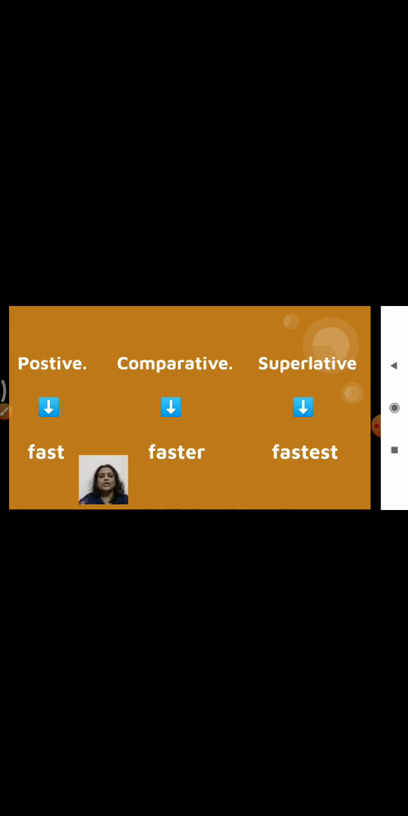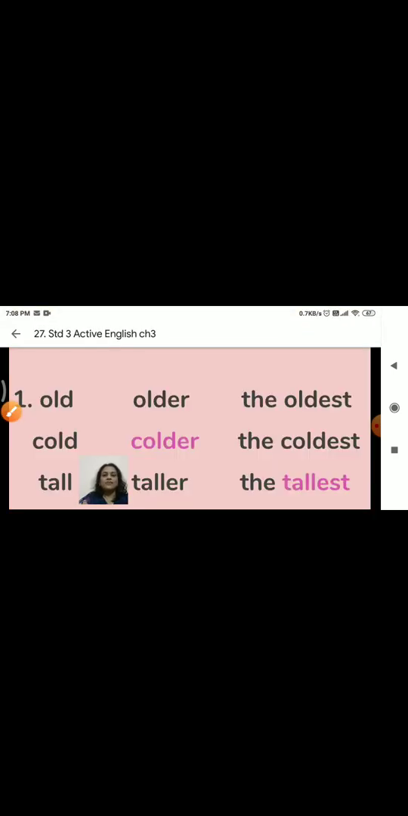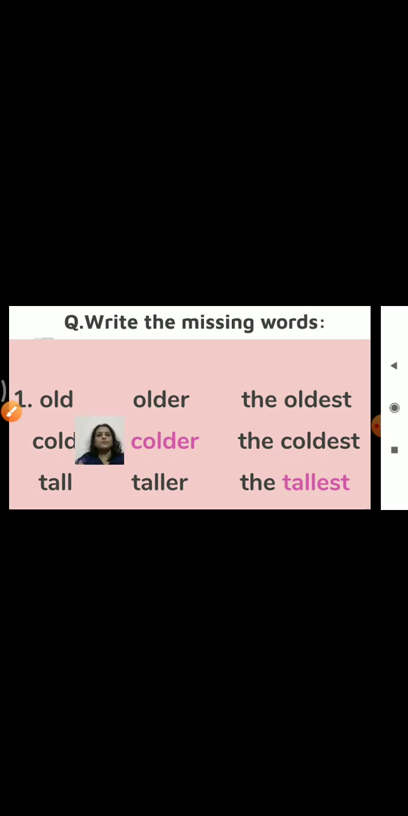So what is it now? Fast. Fast is the positive degree. Faster is the comparative degree. And fastest is the superlative degree. Okay. So we have our 3 degrees now. Now, we'll solve some examples in our book.